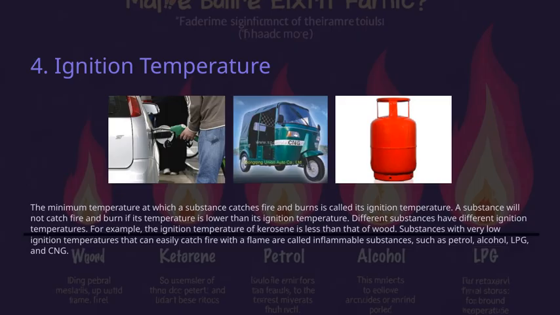Now, there are also substances with very low ignition temperatures that can catch fire very quickly with just a small flame. These are called inflammable substances. Think of petrol, alcohol, LPG, and CNG. They all fall into this category. Recognizing these differences is crucial for safety, especially when handling or storing various materials. Understanding ignition temperatures helps us prevent fires and handle inflammable substances with the right precautions, tying into the overall theme of fire safety awareness.